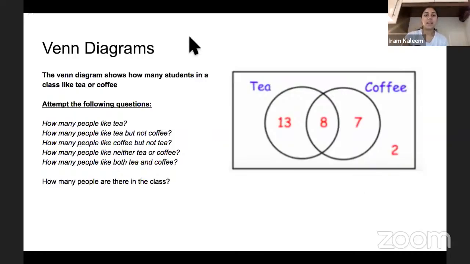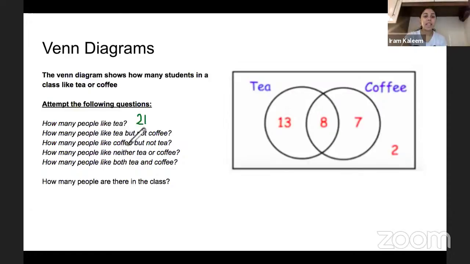Okay, let's have a go at some of these questions. First one, how many people like tea? In this case, we're interested in everything in the tea circle. So we've got 13 plus 8 gives us 21. We've got 13 people that like only tea and 8 people that like both. So we include everything in this circle.